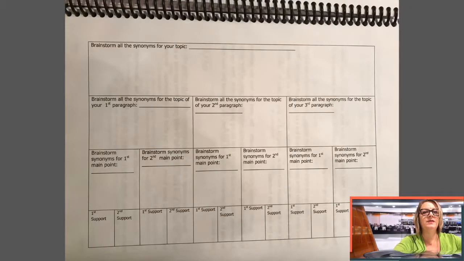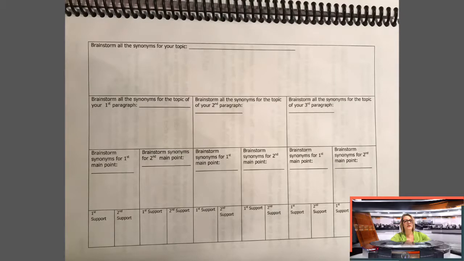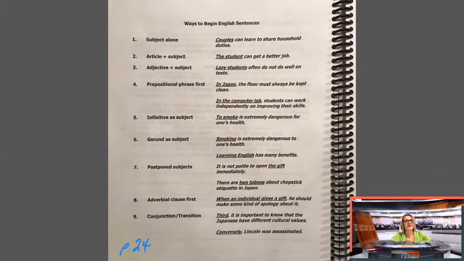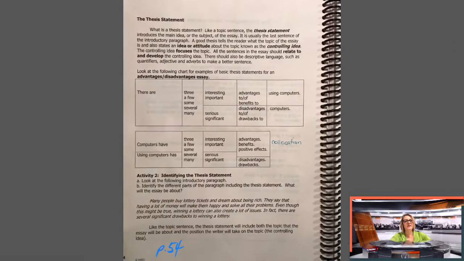Okay? So use the vocabulary chart, the brainstorm chart, on page 77 in your course pack to help you with this. There's lots of good resources in that course pack. Another great one is on page 24. This talks about the ways to begin English sentences. Other good places to know include the sentence patterns for the thesis statement. You can find this one on page 54.